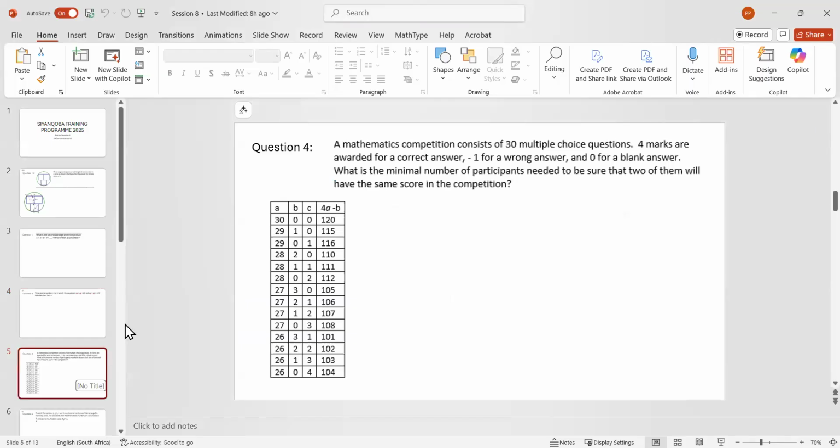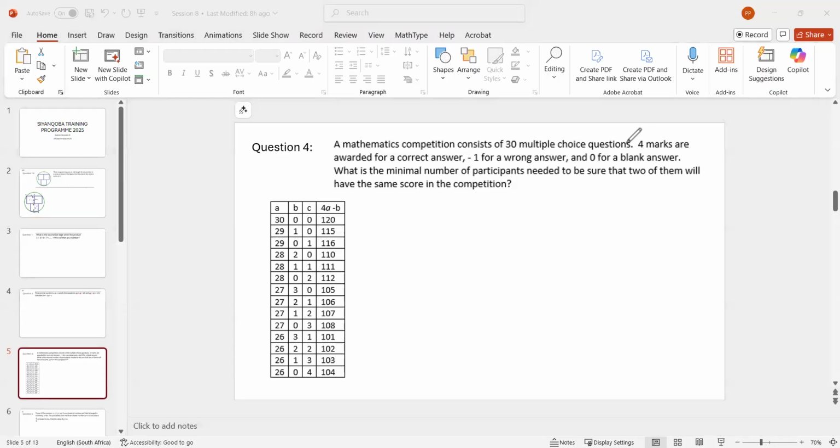Step 4. You can just ignore this table for a moment. Now here you got the mathematics competition consists of 30 multiple choice questions. Okay, now you know that kind of scenario. You have that kind of situation even in the Olympiads. And there you have either 25 or 15 multiple choice questions. So you got 30 multiple choice questions.